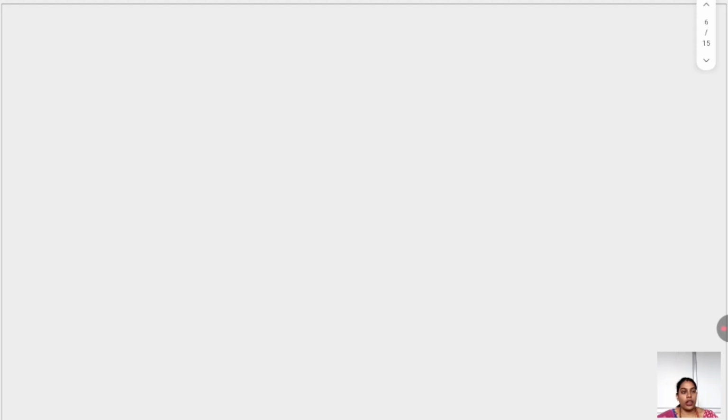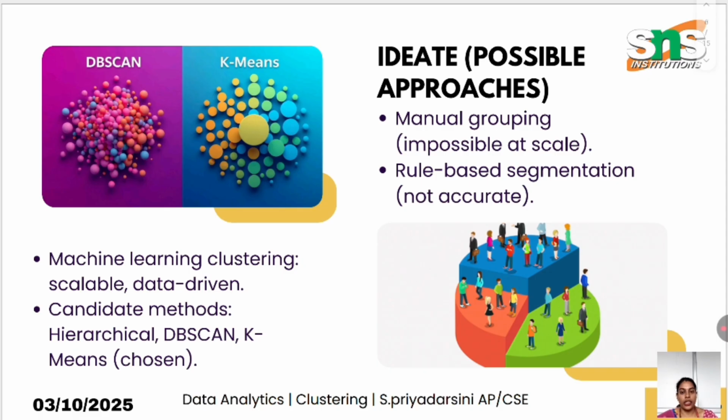Next, we will see about the ideate. Ideate is nothing but the possible approaches, how we can approach or solve the problem. Manual grouping is one possibility, but it is impossible when the data is large in amount. Next is rule-based segmentation, too rigid and inaccurate. Machine learning clustering is data driven and scalable, and among methods like hierarchical, DBSCAN and k-means, today we will choose the k-means algorithm.